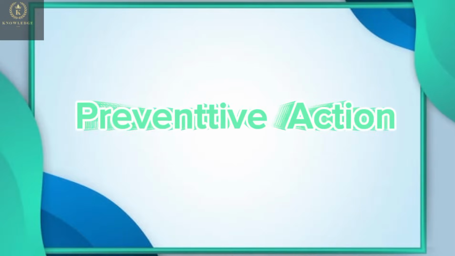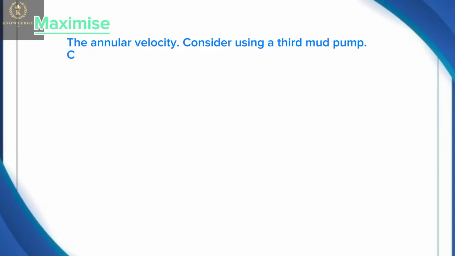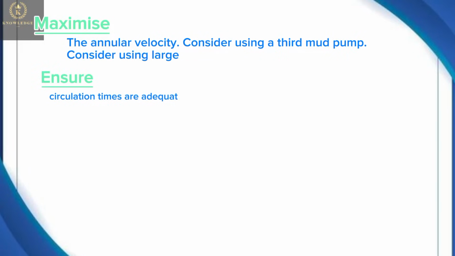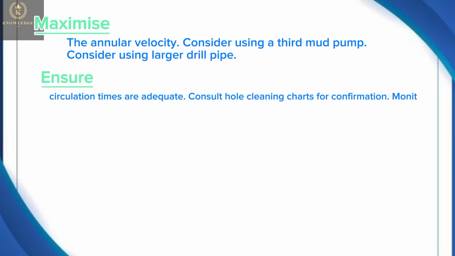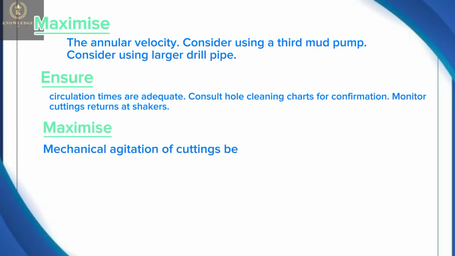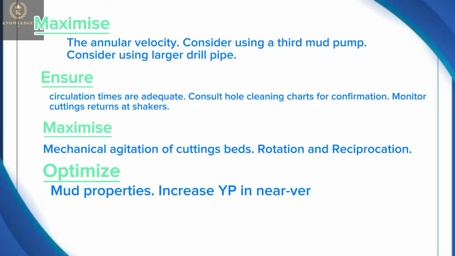Preventive action. Maximize the annular velocity. Consider using a third mud pump. Consider using larger drill pipe. Ensure circulation times are adequate. Consult hole cleaning charts for confirmation. Monitor cuttings returns at shakers. Maximize mechanical agitation of cuttings beds, rotation and reciprocation. Optimize mud properties. Increase YP in near vertical wells. Backream while pulling out of hole.